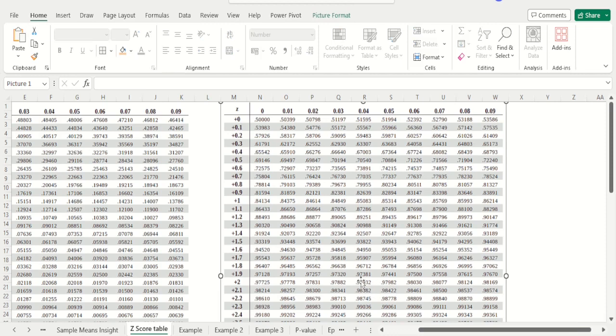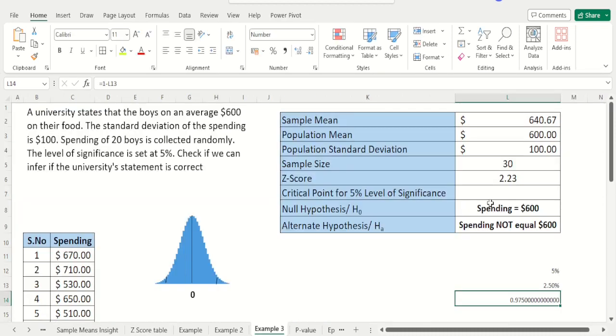So let's see, 0.97381, 0.97441, there you have 0.9750. This represents 97.5% of the area. And what is the z-score for this? The z-score for this is the intersection of 1.9 and 0.06. So in other words, your critical point for 5% level of significance in this case, because it has two areas of rejection, is not 1.64 anymore, it is 1.96. And this is what I wanted to talk about.